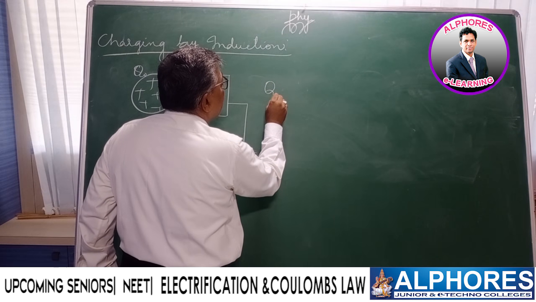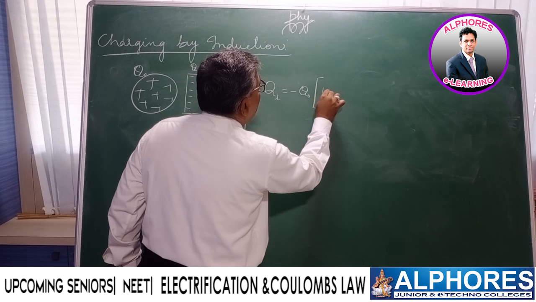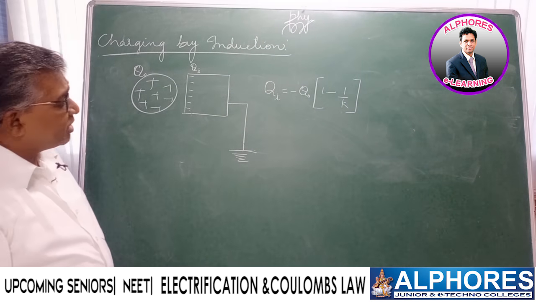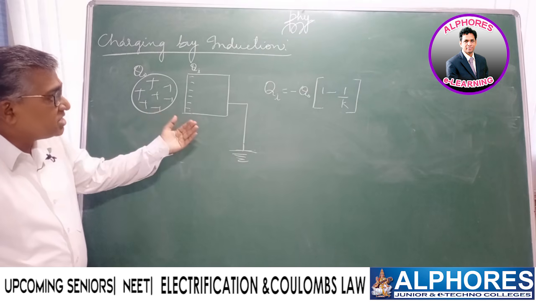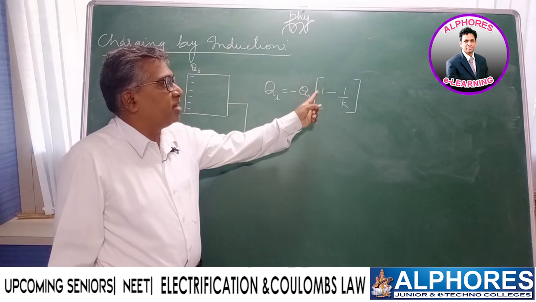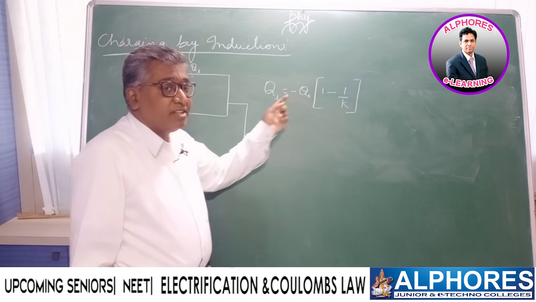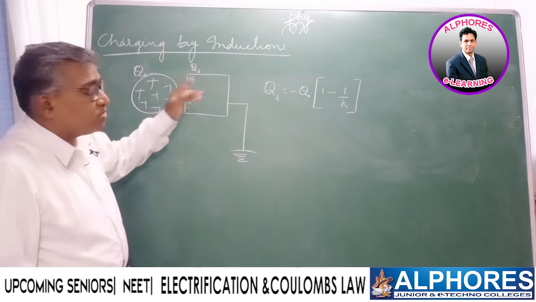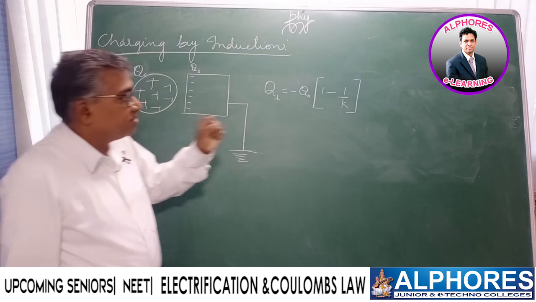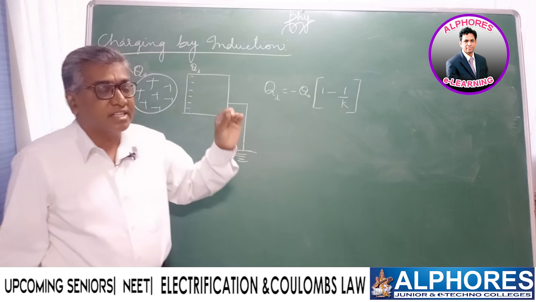The induced charge Qi is given as minus Q naught bracket 1 minus 1 by K. Now this is the formula giving you the amount of induced charge that is being produced on the body. Q induced is minus Q naught of 1 minus 1 by K. Now the opposite charge is being induced. If this is positive, negative charge will be induced. If it is negative, positive charge will be induced. Q naught is the initial charge we consider. Now what is K? K is actually called the dielectric constant of this material.